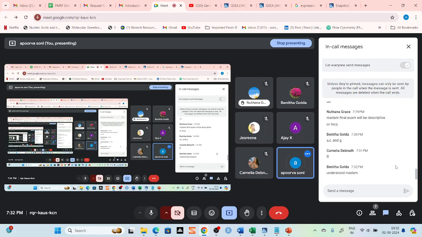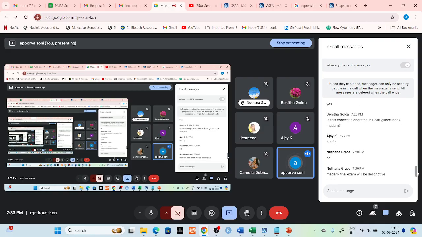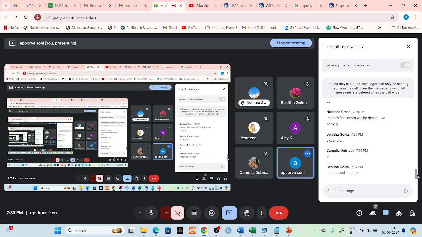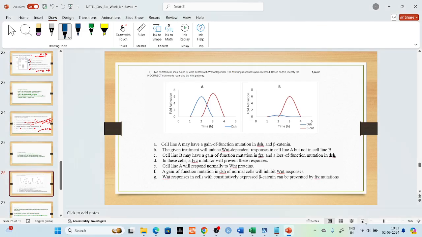Okay. Now, students have answered different options. Let's see. Ajay has answered B, D, F, G. Grace has answered B and D. And Camelia has answered B. Okay. So now we'll try to understand the question step by step.